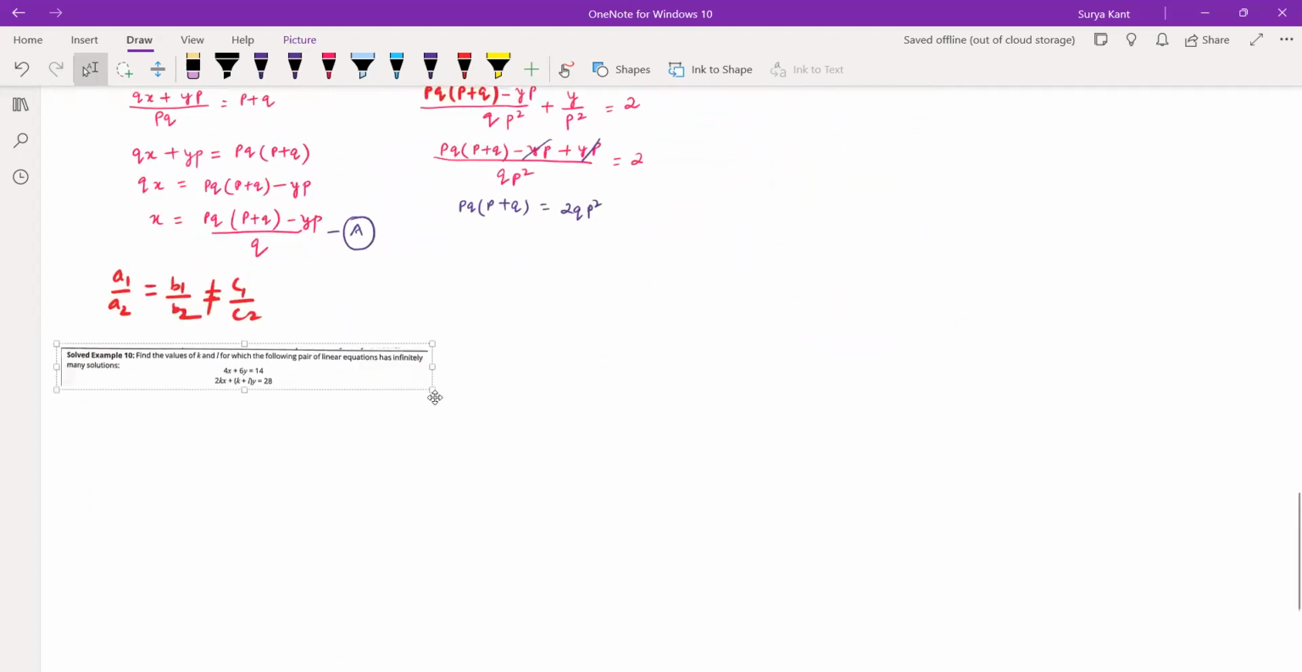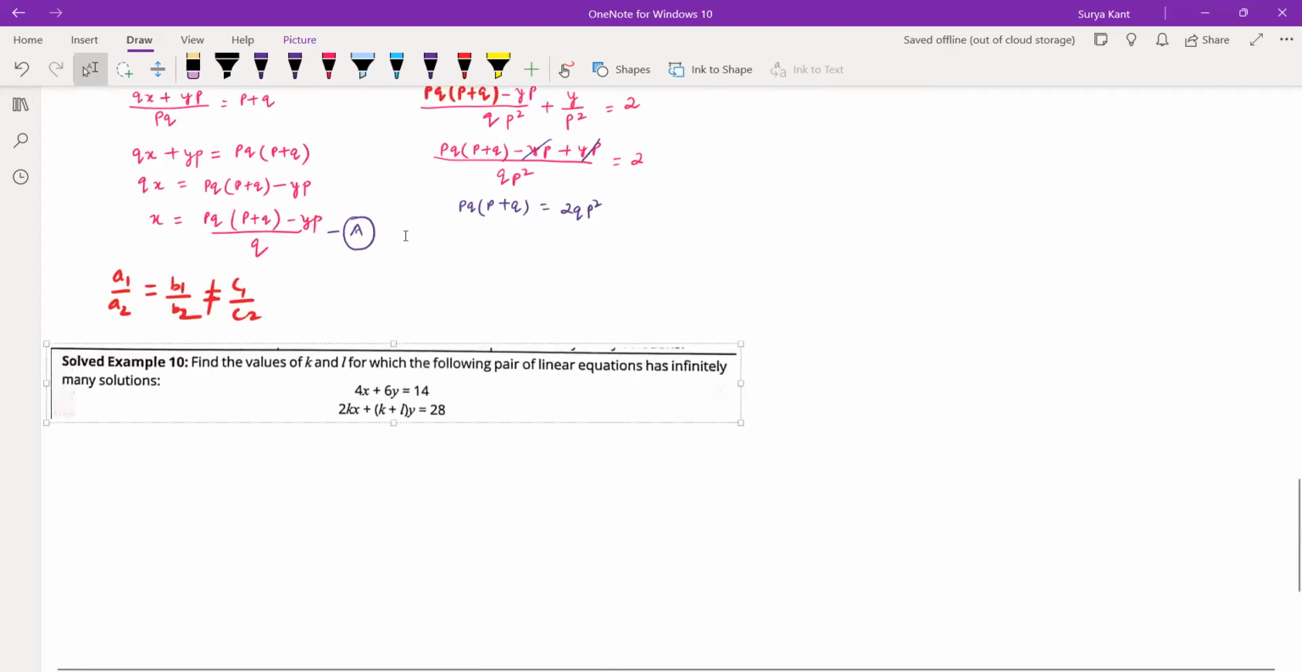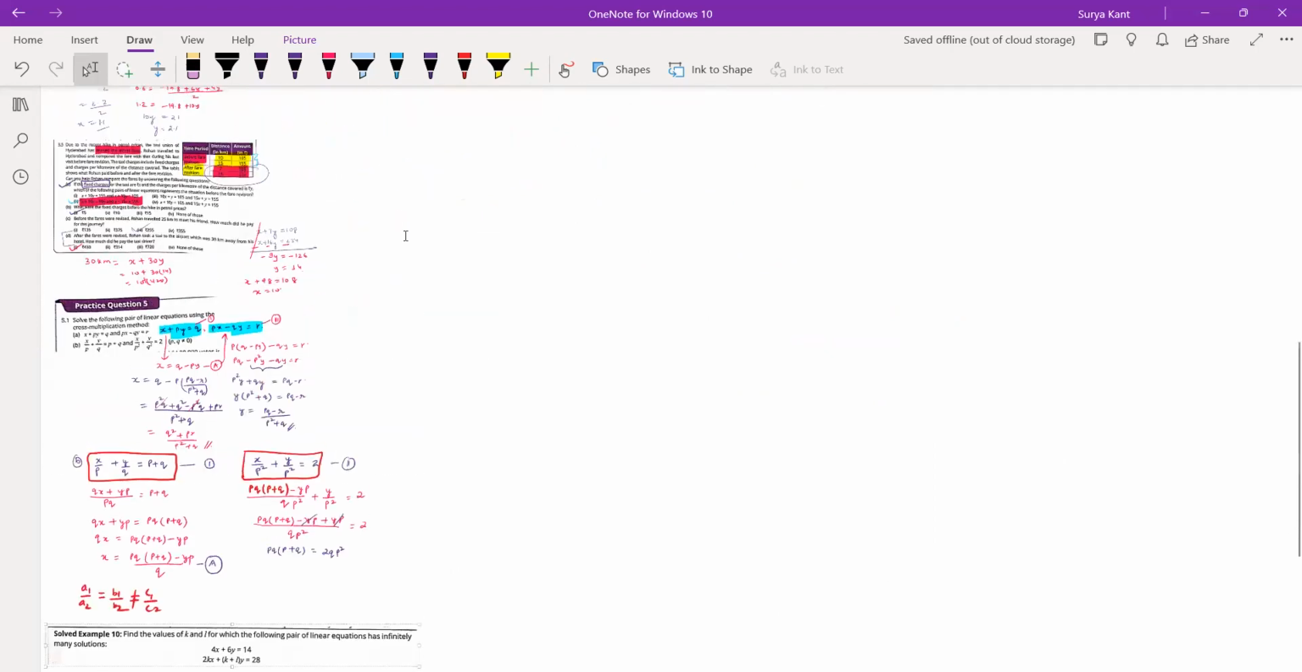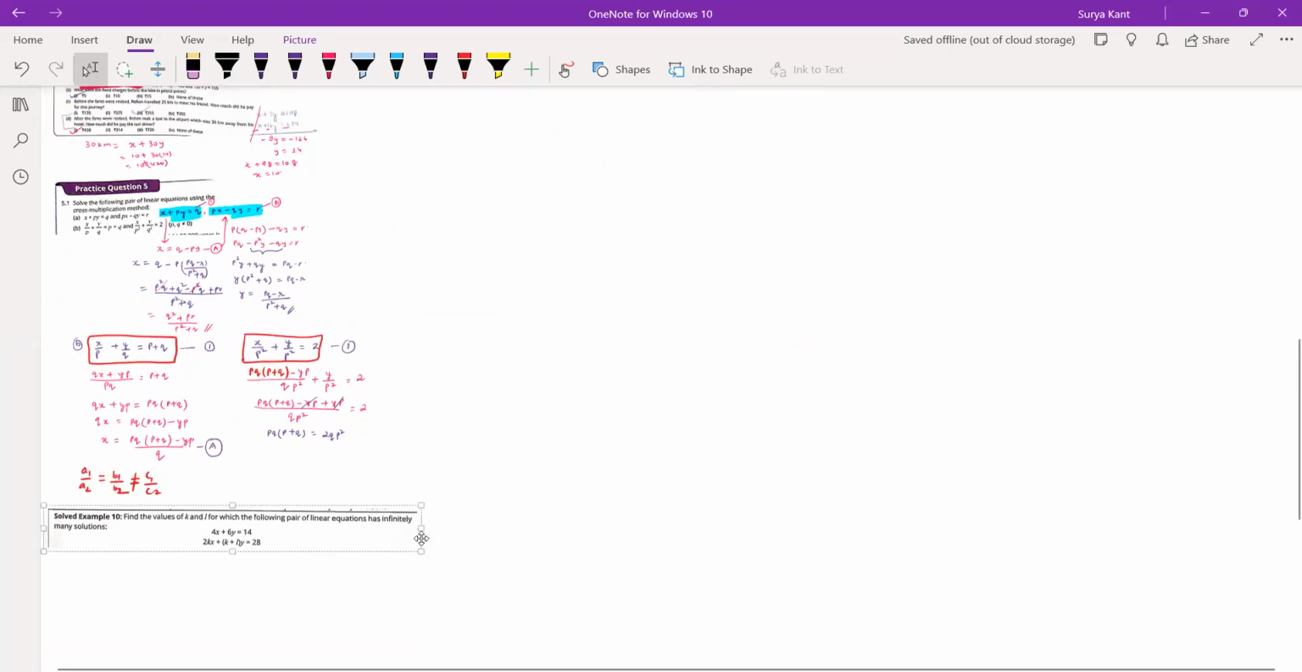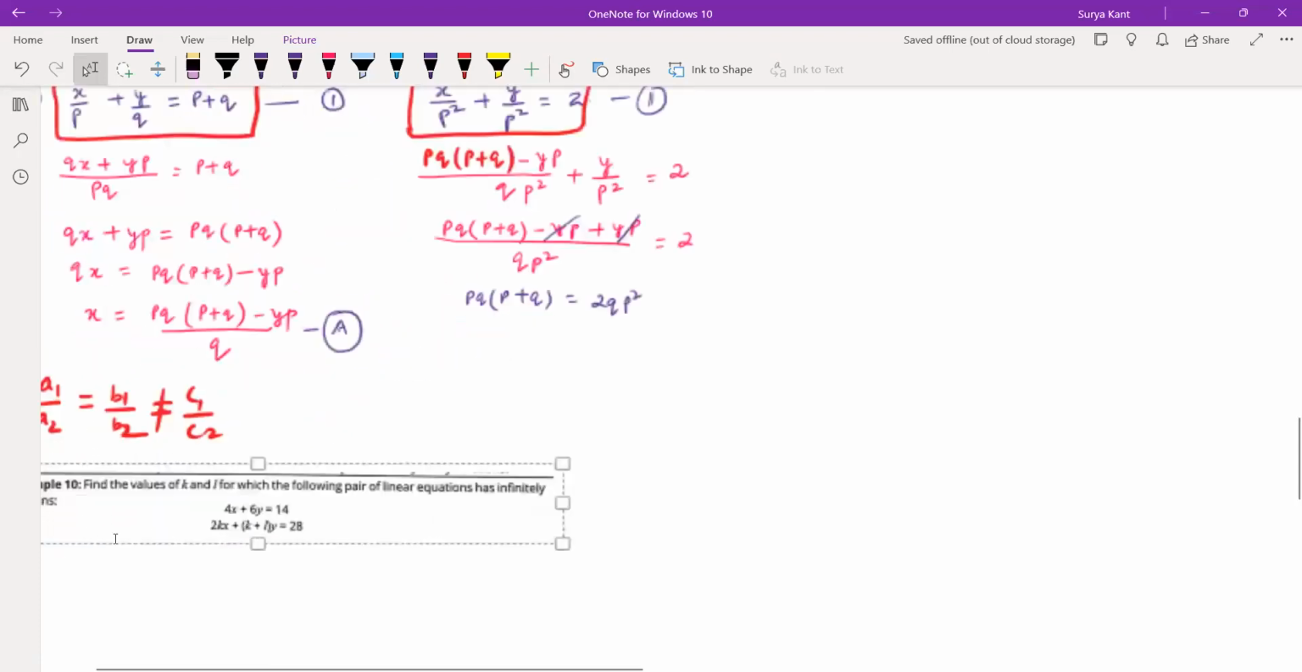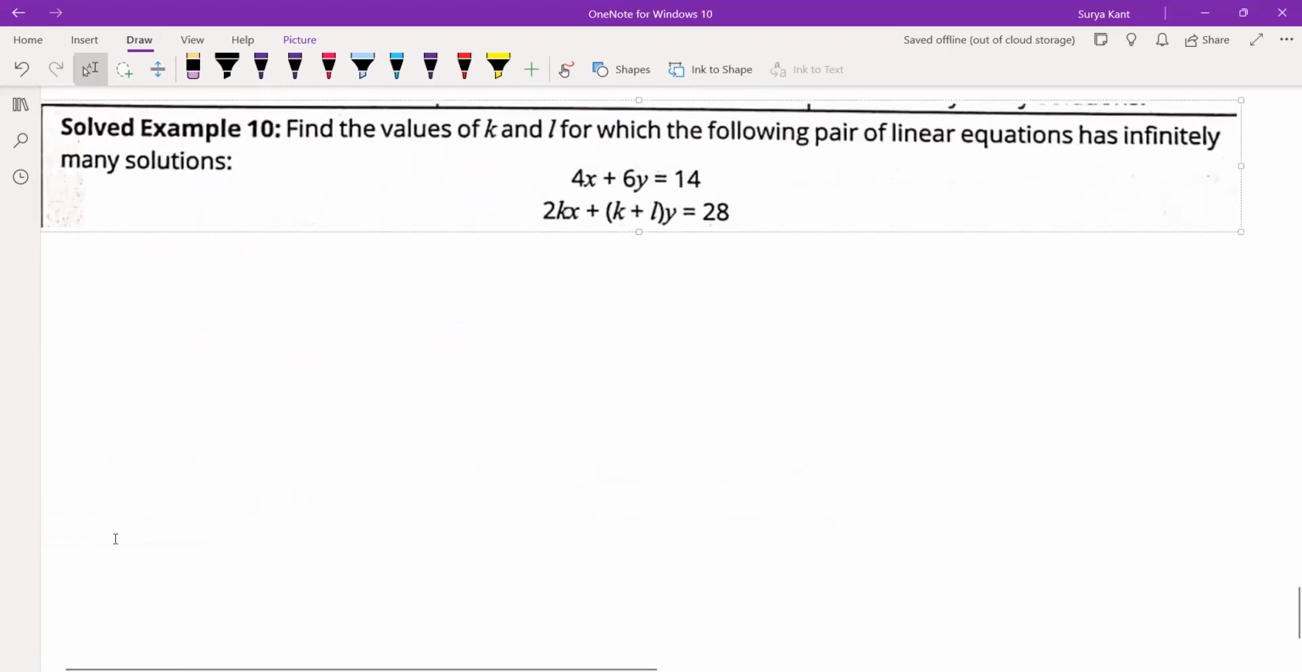So now the second question here is you have to find the value of k and l for which the equations have infinitely many solutions. Let me make it small. Find the value of k and l for which, children, all of you can come on the camera now. There are 7 children over here.